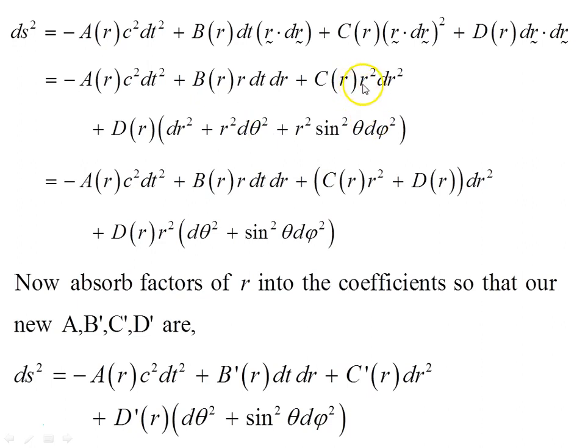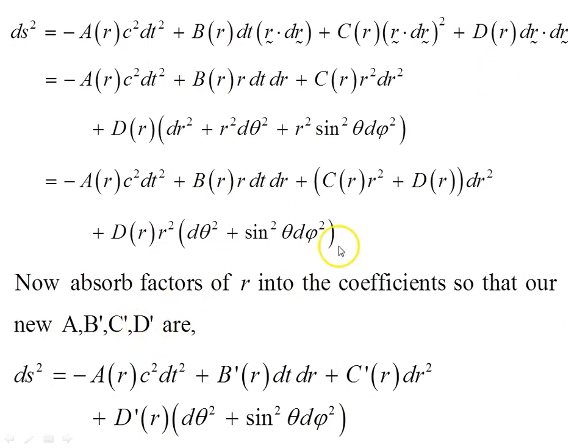Alright, now let's collect like terms, so let's collect all the dr squareds. Here it is, dr squared, this, that. This cross term here, dt dr, here it is. Alright, and dr outside of this angular part here, times r squared. Now we're going to absorb the factors of r into the coefficients so that our new coefficients become a, which is unchanged, but b becomes b dash, c is replaced with c dash, d dash.